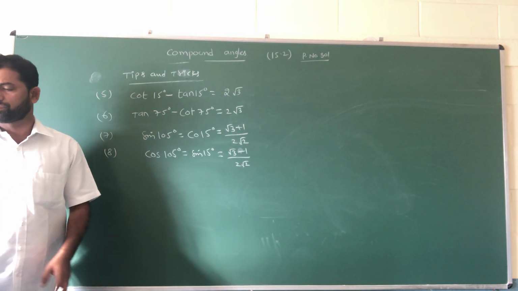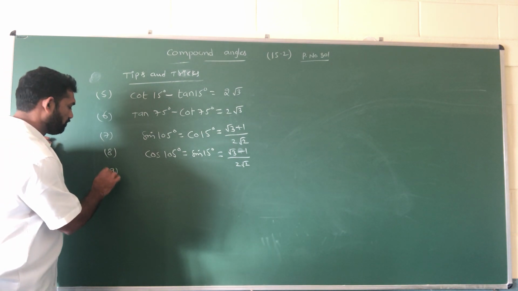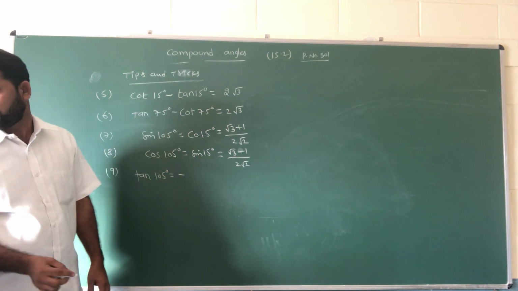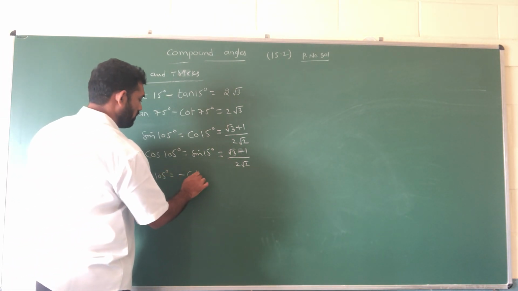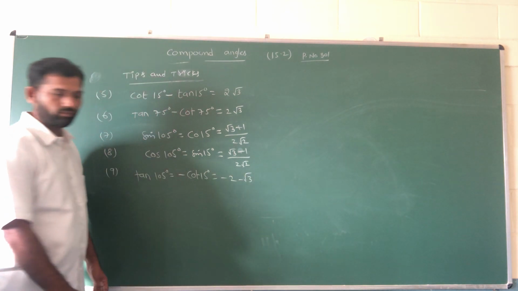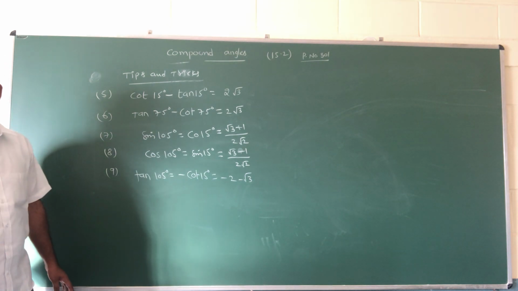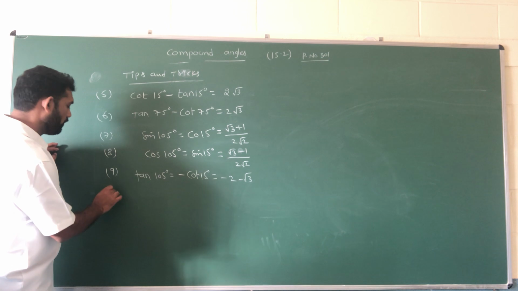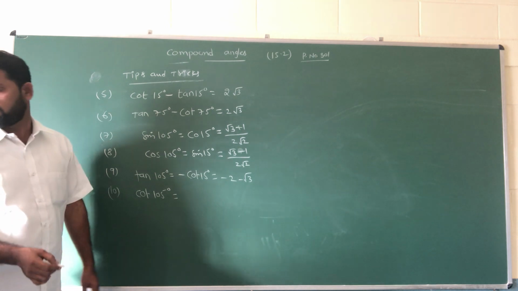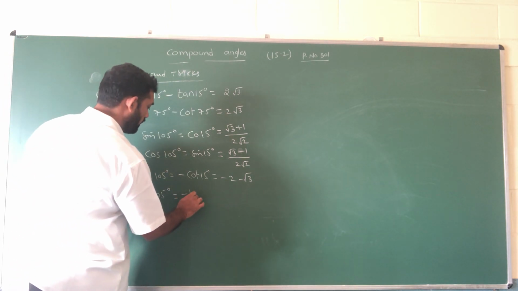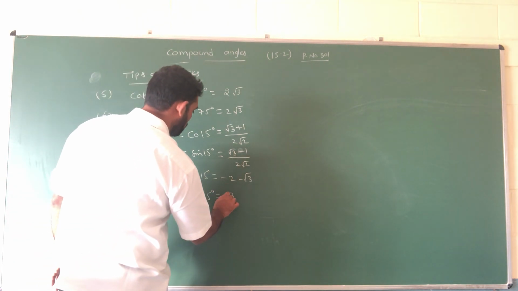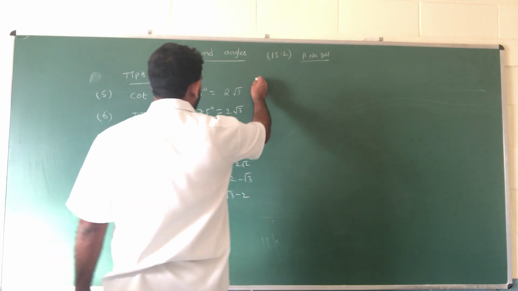So next one, ninth one: tan 105 degrees is equal to minus cot 15 degrees. So this is minus 2 minus root 3. Again, cot 105 degrees is equal to minus tan 15 degrees. So this value should be root 3 minus 2.